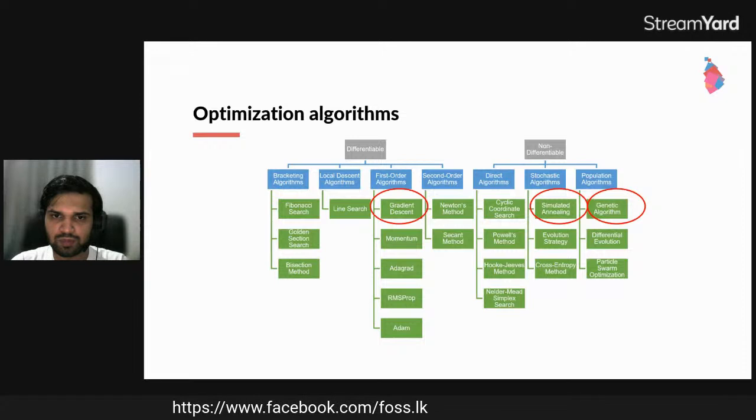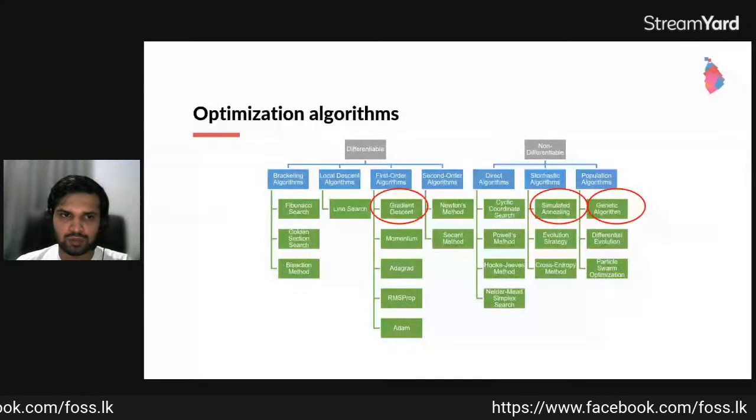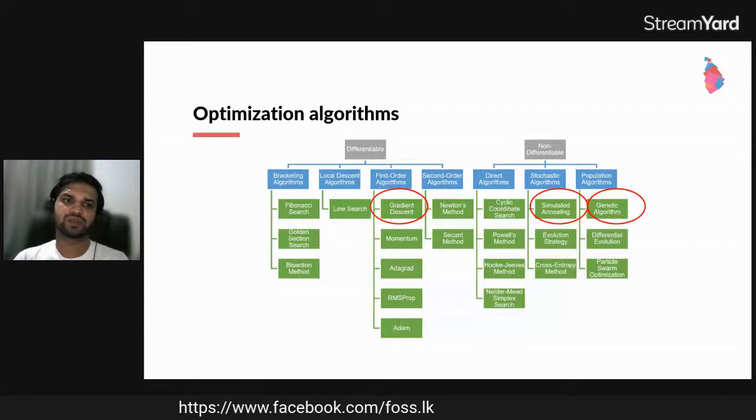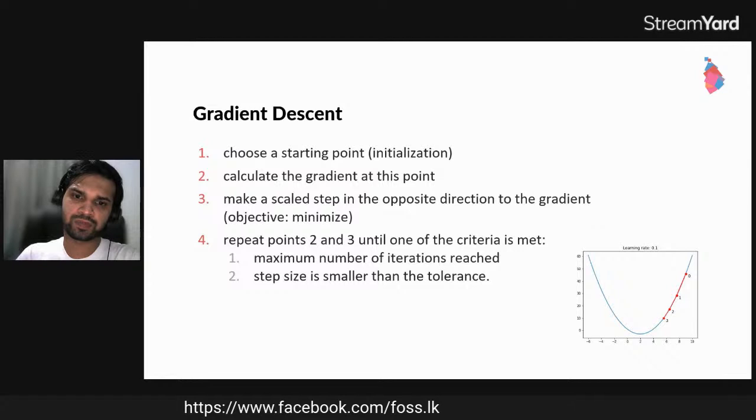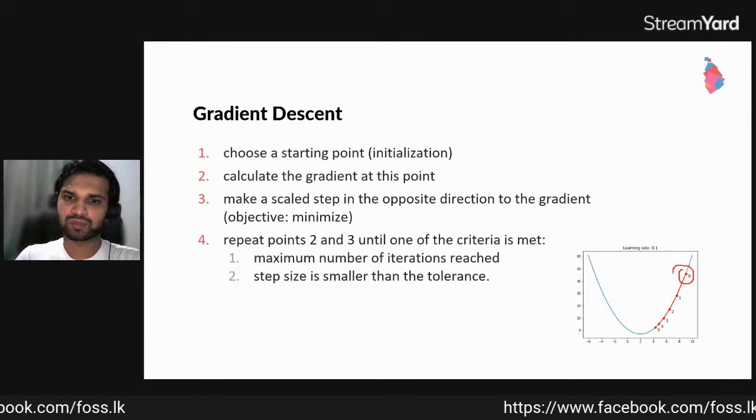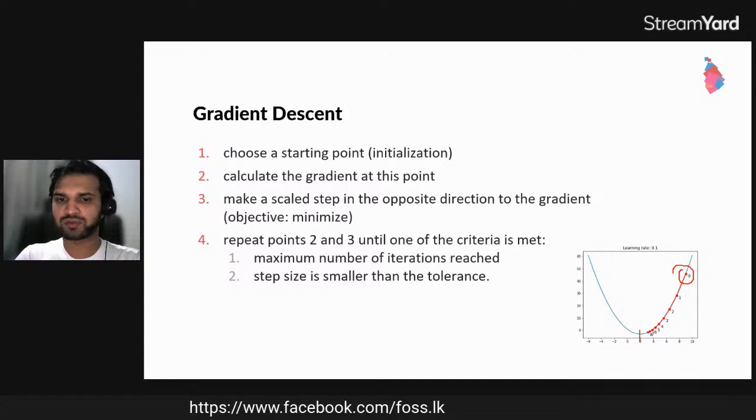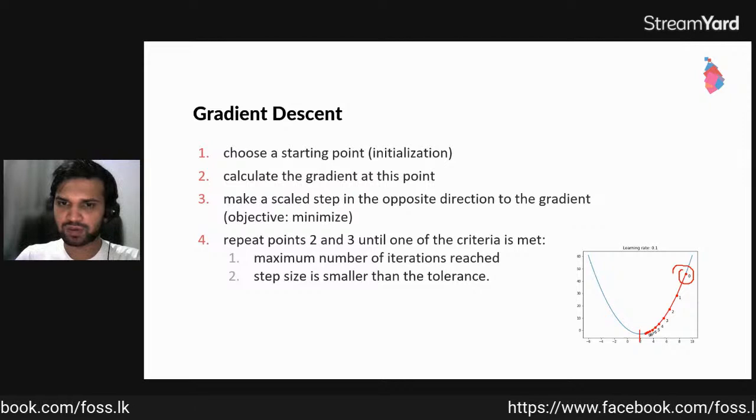So I'm not going to explain what these different types of algorithms are, but I will go through these three selected algorithms. So gradient descent, like I mentioned: what you need to do is you choose a starting point and you calculate the gradient. In this case, we are trying to find this minimum value. You need to find the gradient of this function right here, and you go towards that gradient by a small step.